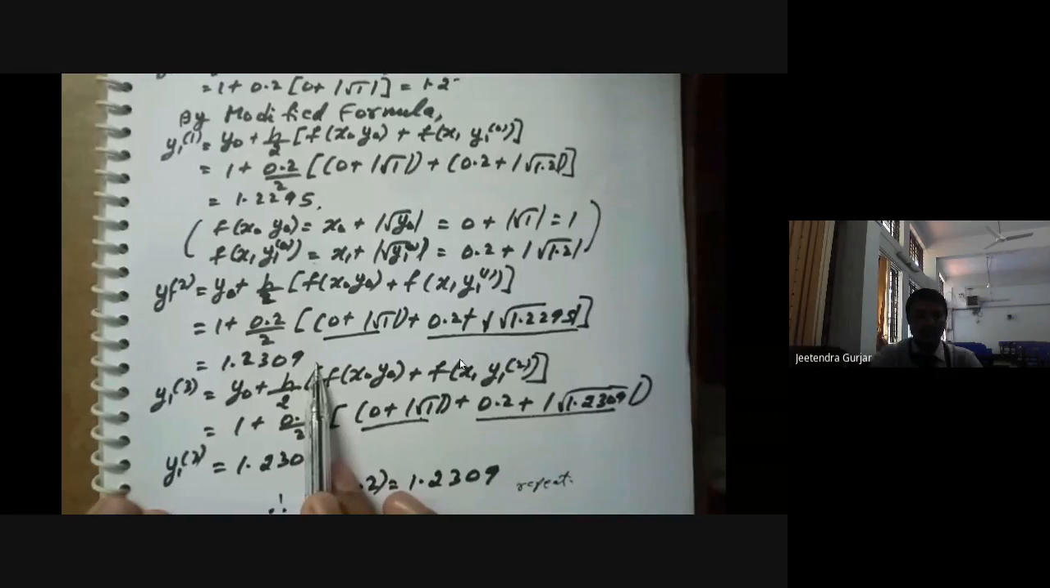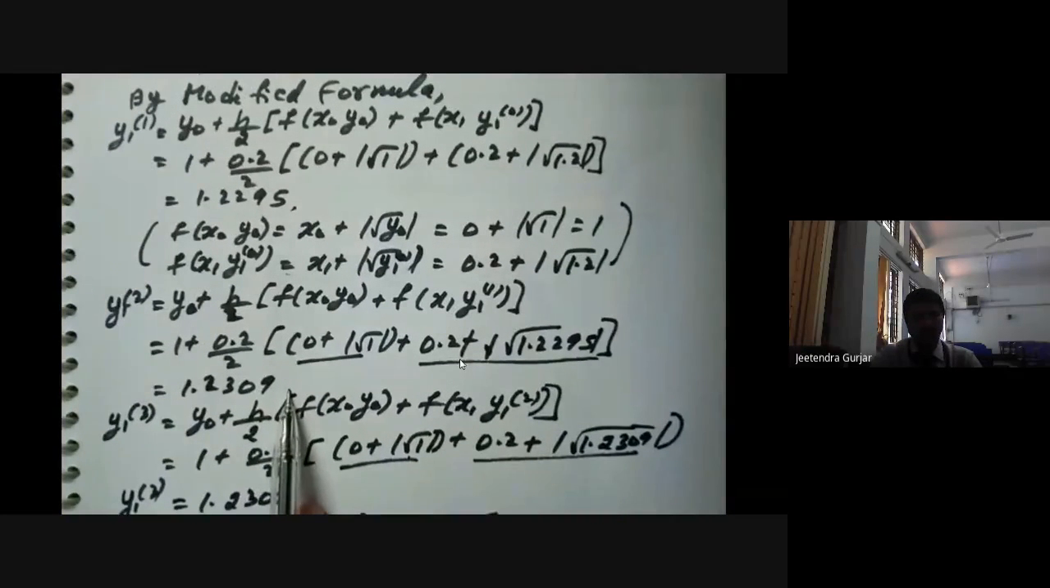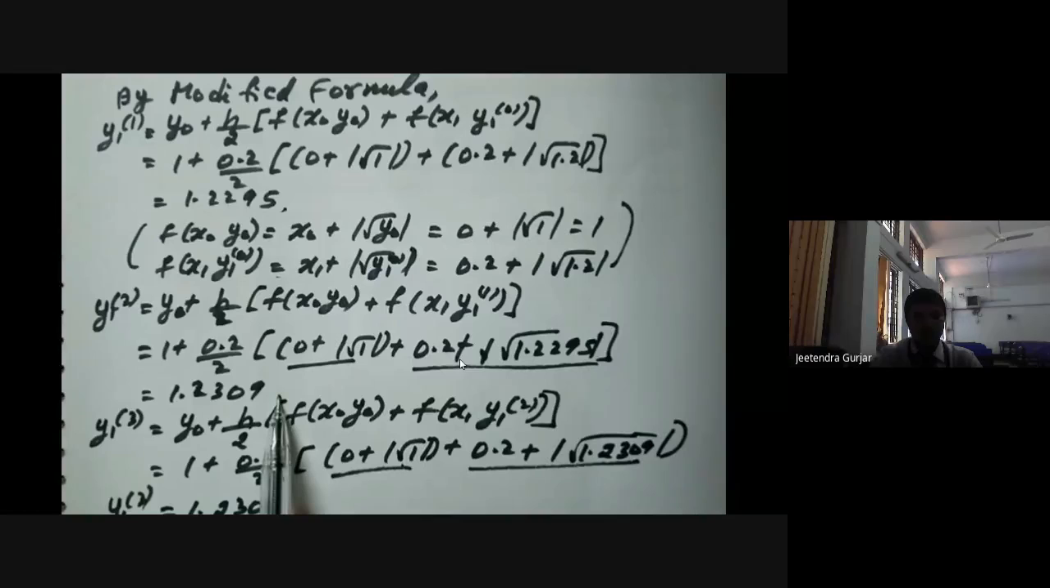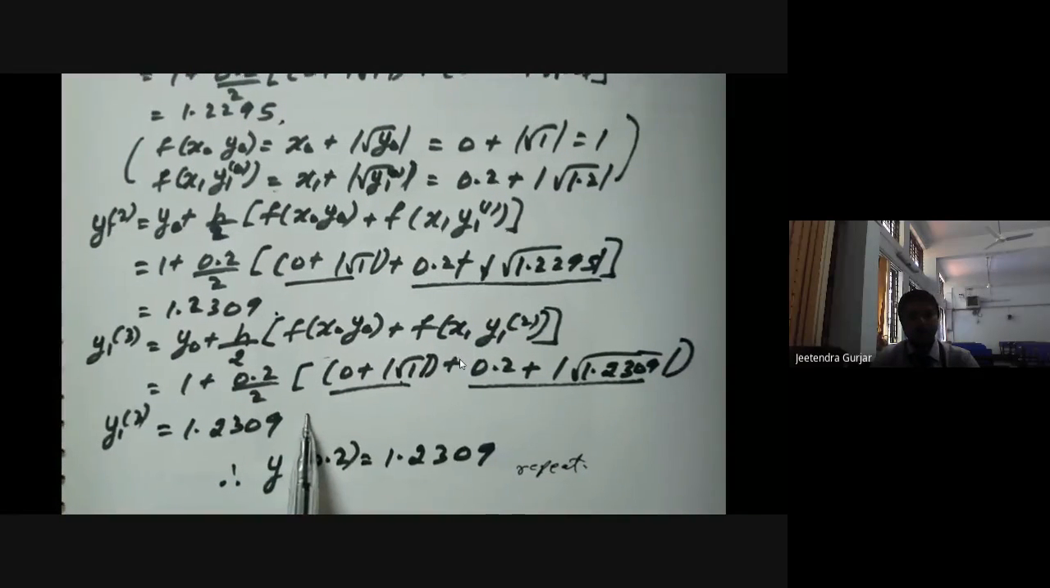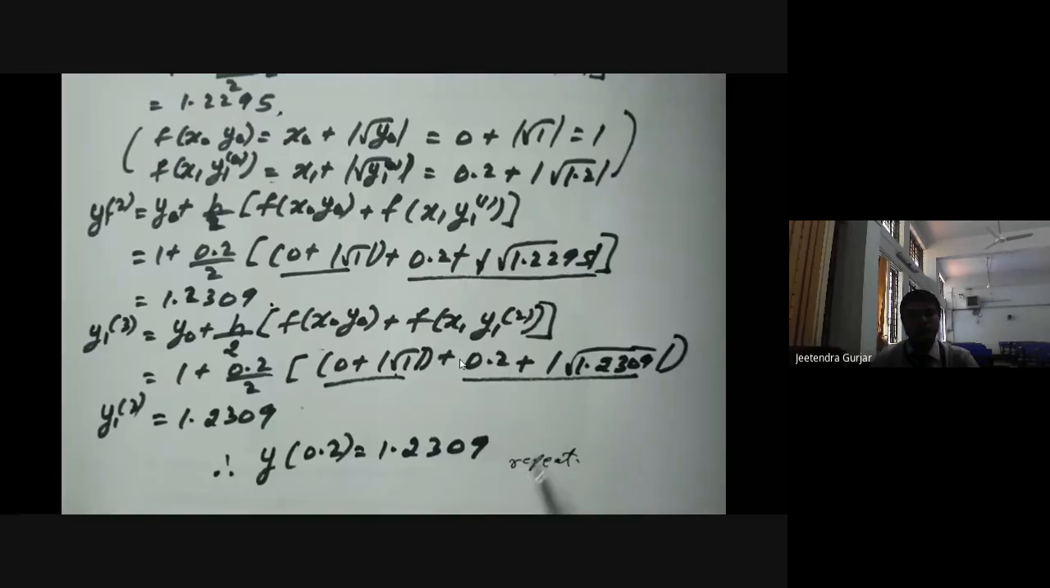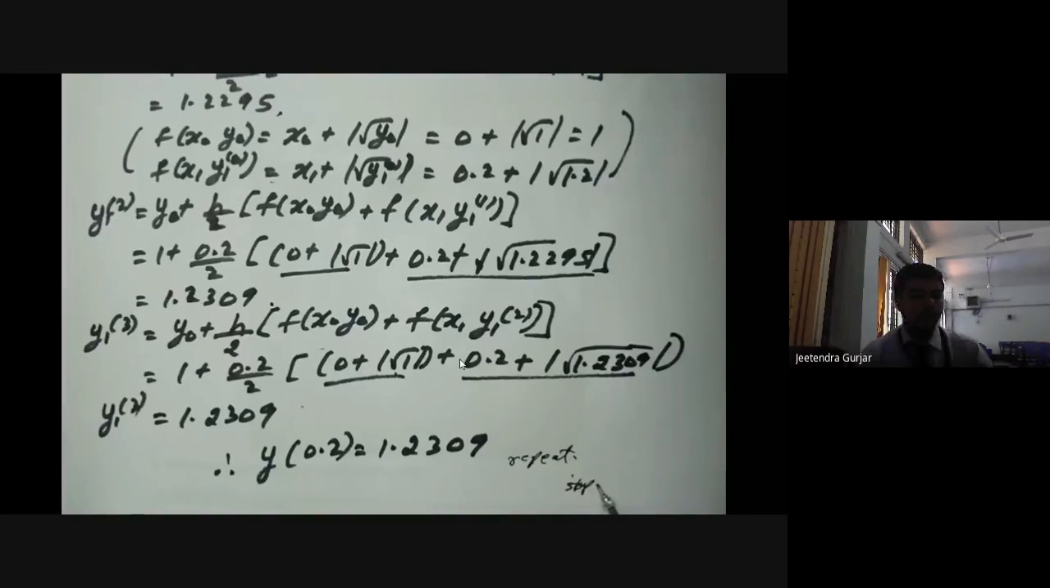Yes, by using the next approximation y1 raised to 3, write the formula correctly, and then after substituting the values we get y1 raised to 3 is equal to 1.2309. In this you can see y1 raised to 2 and y1 raised to 3 are giving the same approximation. Therefore we say y of 0.2 is equal to 1.2309, students.